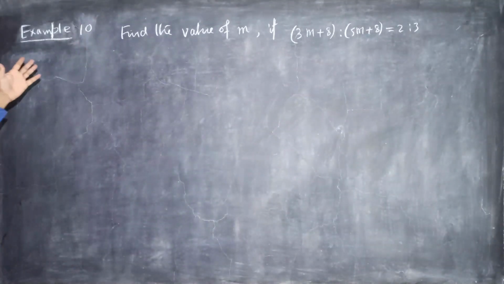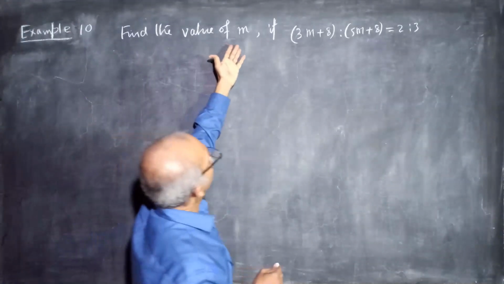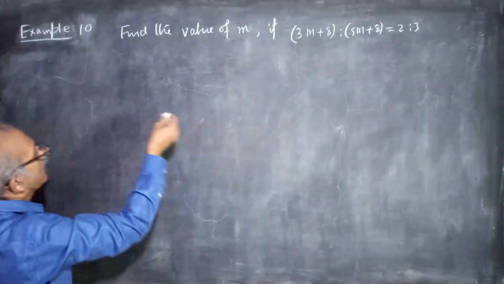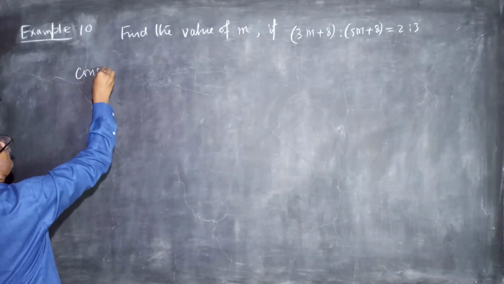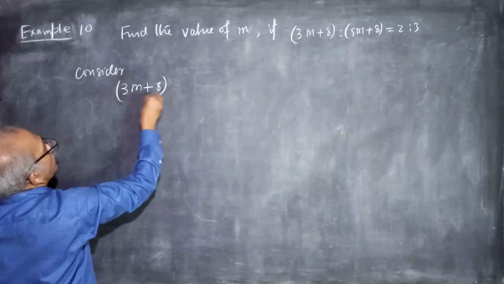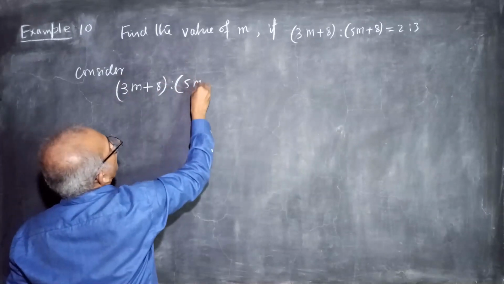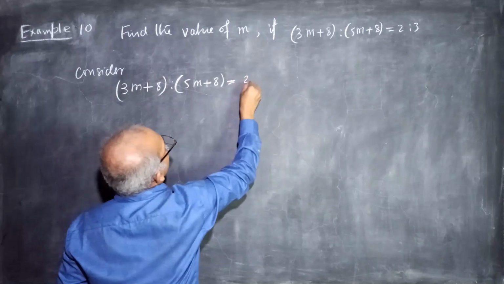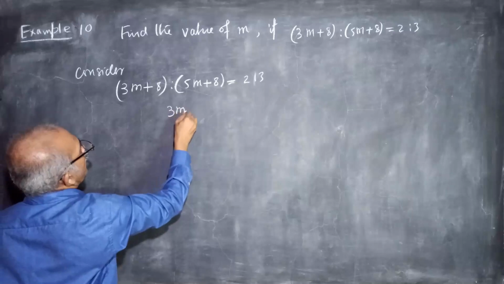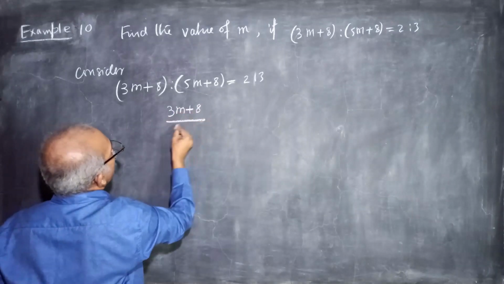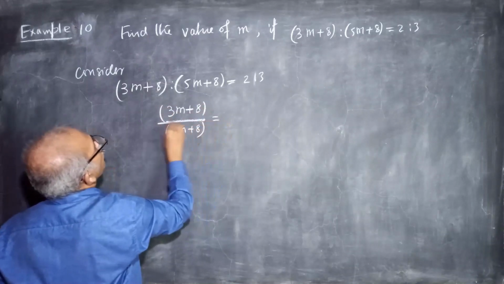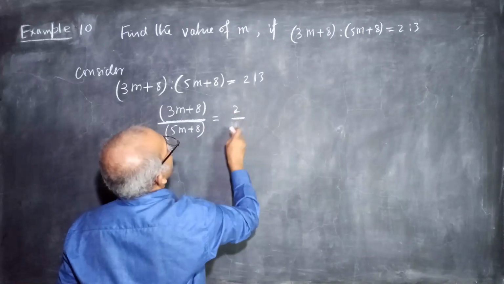Now, we shall solve example number 10. Find the value of m if 3m plus 8 is to 5m plus 8 is equal to 2 is to 3. Now, consider the given equation. 3m plus 8 is to 5m plus 8 is equal to 2 is to 3. So, we can write it in fraction form. 3m plus 8 divided by 5m plus 8 is equal to 2 by 3.